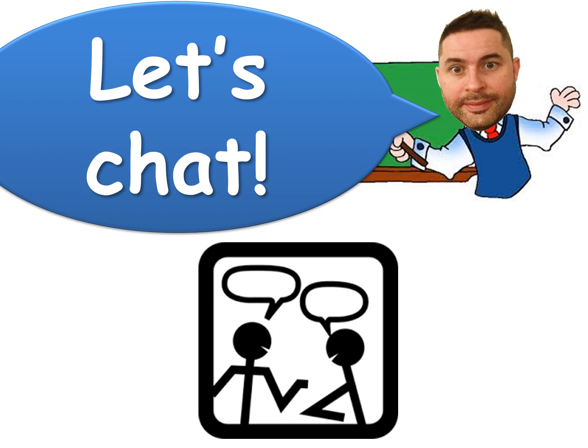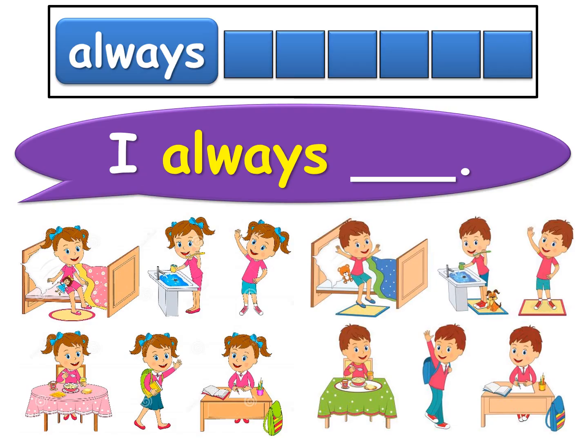Now let's chat again. Can you tell me something you always do? And use a full sentence. I always blah blah blah. So go ahead, tell me one thing you always do. Okay, good job. Thanks for sharing.